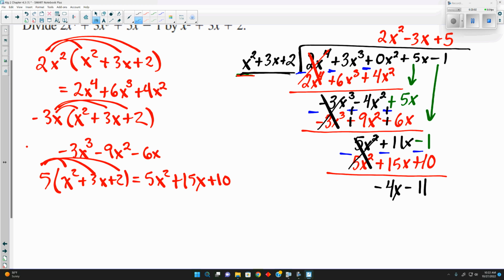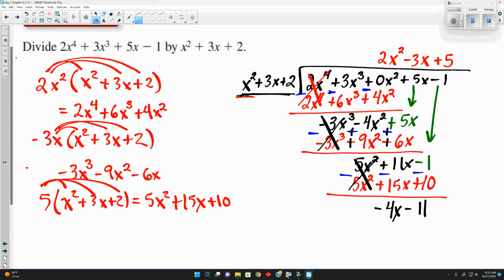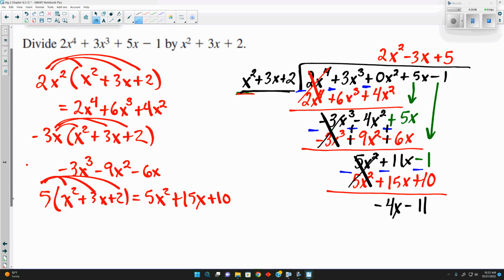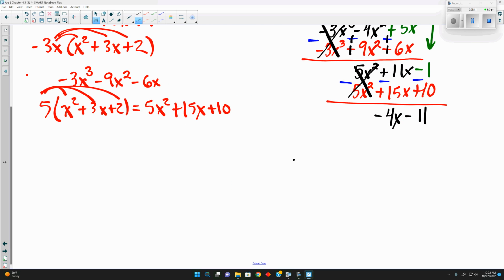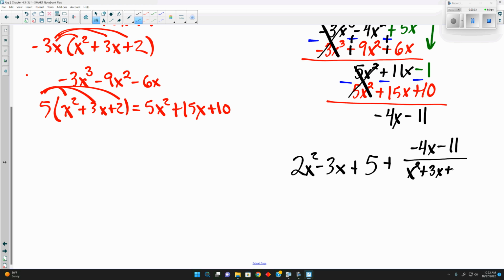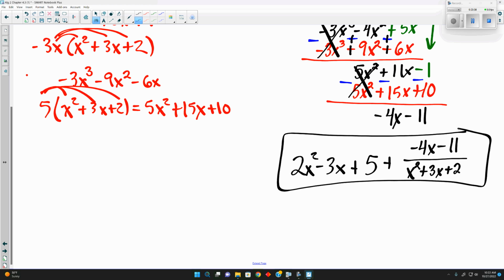So, any questions on this here? So, we can write it as a remainder. So what we found is the answer is 2x squared minus 3x plus 5, yes? Plus what we have left, negative 4x minus 11, we can put it on top. And what have we been dividing this whole thing by? X squared plus 3x plus 2, yes? And that's it.